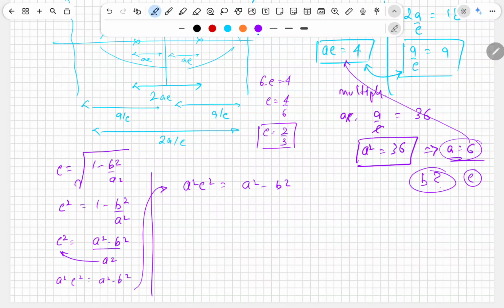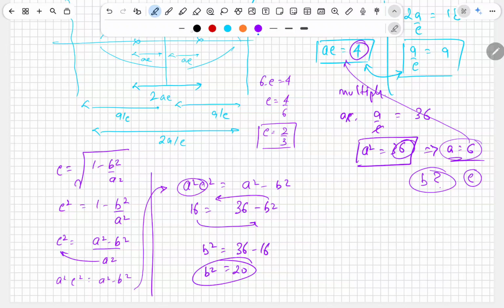Putting the values, ae is 4, so ae square is 16. a square is 36 from here, minus b square. So b square taking it to LHS, 16 taking it to RHS. b square is 36 minus 16, which is equal to 20. So I'll get the value of b square as well. So the equation will be x square upon a square plus y square upon b square equals 1, which is going to be the final answer.